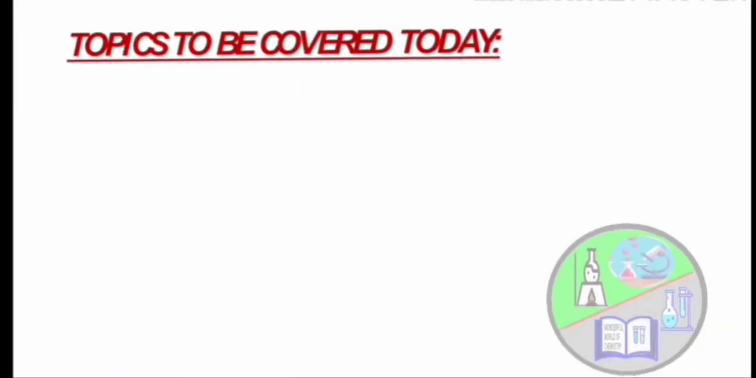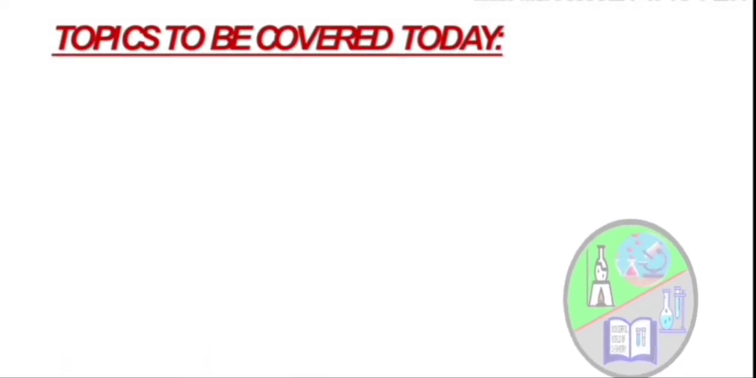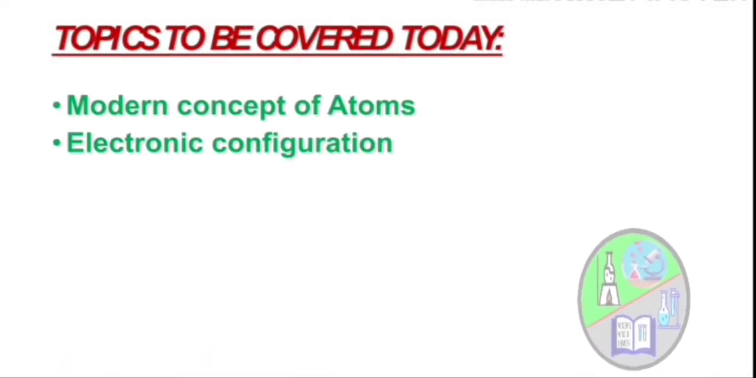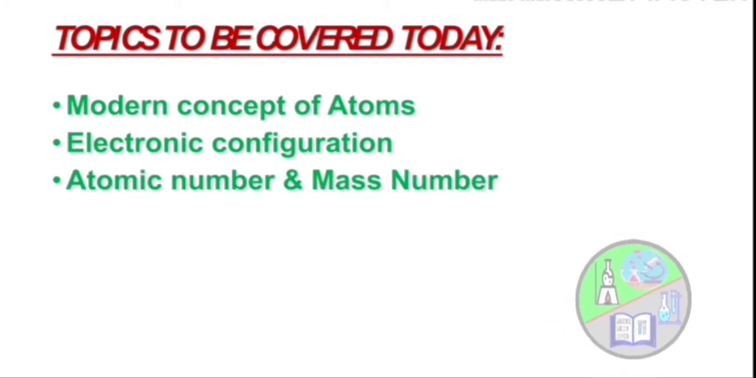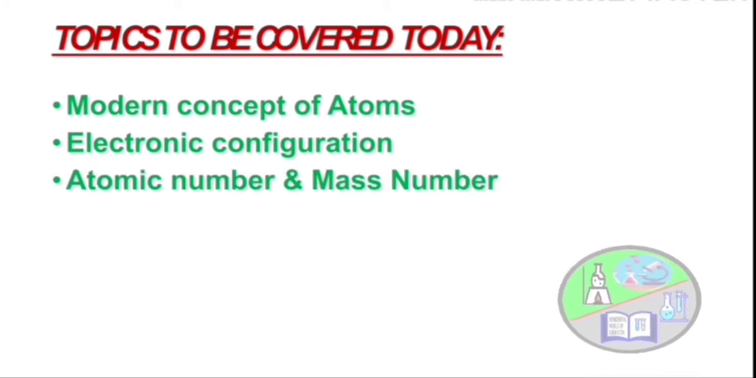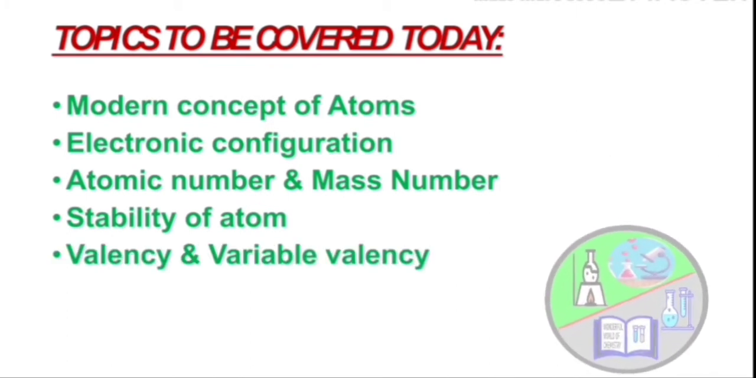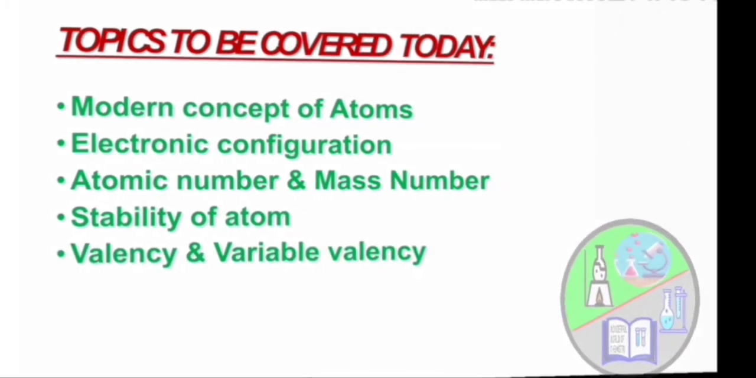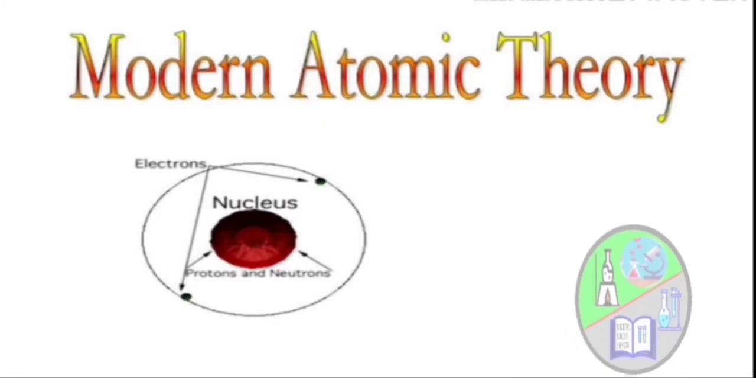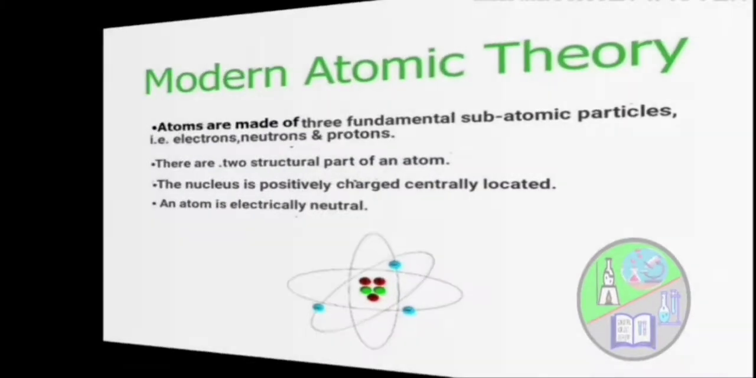From this module, you'll collect some information about the modern concept of atoms, electronic configuration, atomic number and mass number, stability of atom, and valency and variable valency. So let's see what the modern atomic theory says.